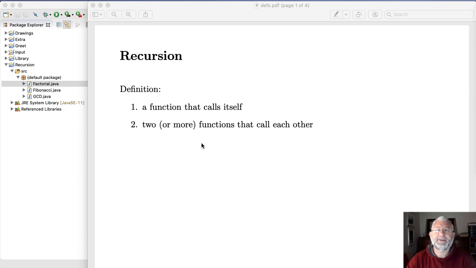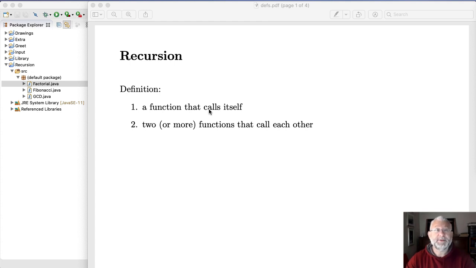Right, we're talking about recursion. So just a reminder, recursion is what happens when a function calls itself, or, as we'll see later on, when two or more functions call each other. But at the moment we're talking about self-recursion. It is a really useful technique in mathematics and computer science of solving some problems.